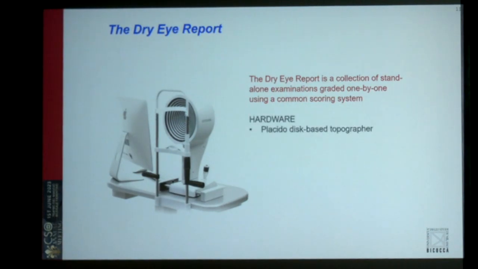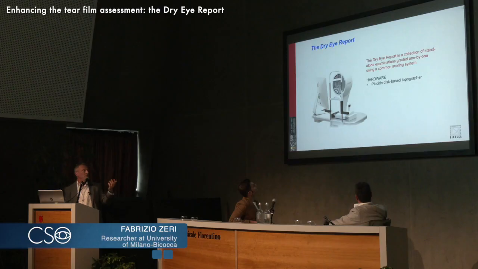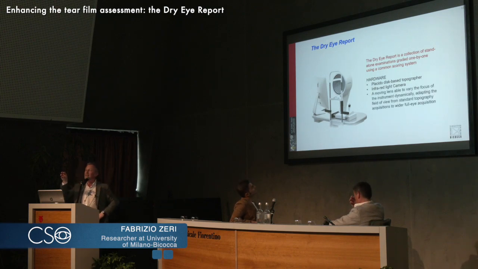The hardware is very simple. It can be found in different machines. Usually, we need a placido disc-based topographer, for example Antares, or the one that is inside the Cirrus Plus. That is a new, different technology that incorporated a Scheimpflug camera, but we need a placido disc topographer. The infrared light camera for the meibomian gland assessment, and a moving lens that can allow us to make a photo of all the ocular surface, for example.